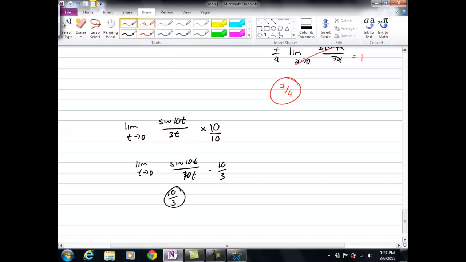Ah, good question. Because what's this limit right here? Oh no, not 0. 1. Where you can't use this? Yes, I'm going to show you right now.